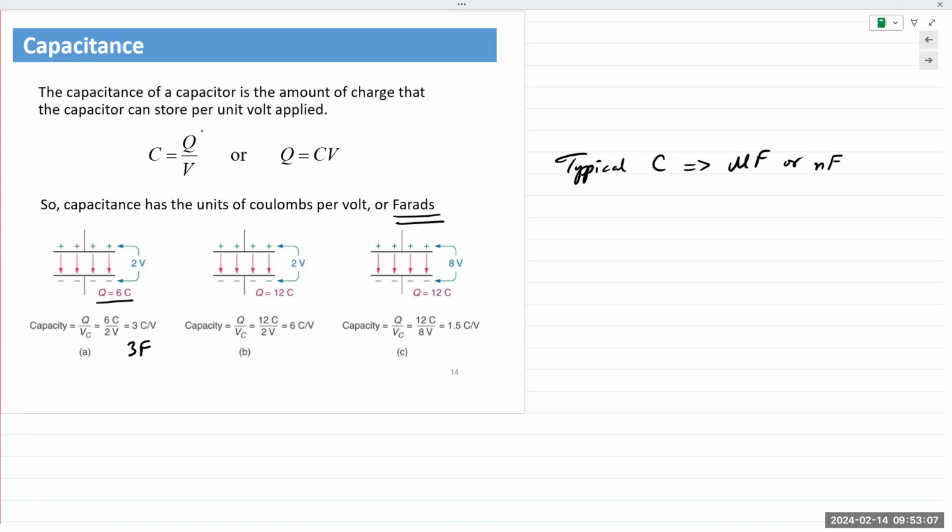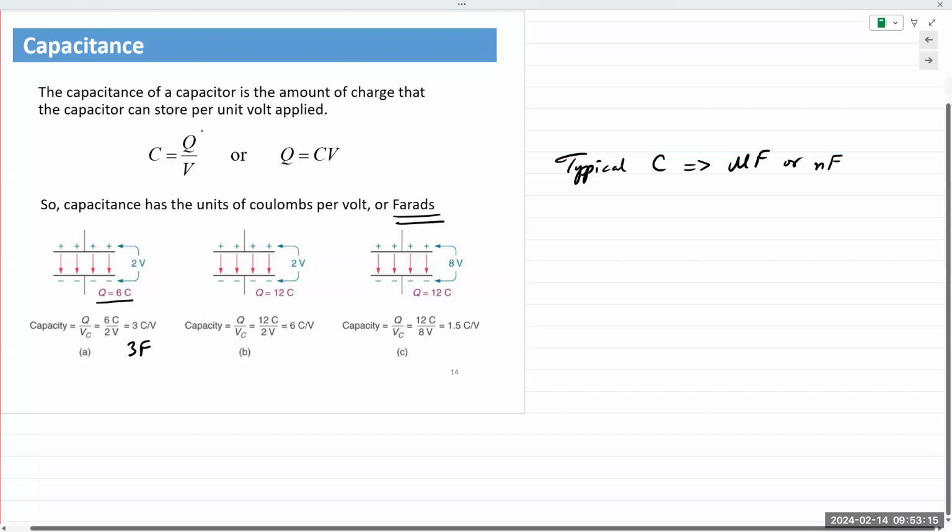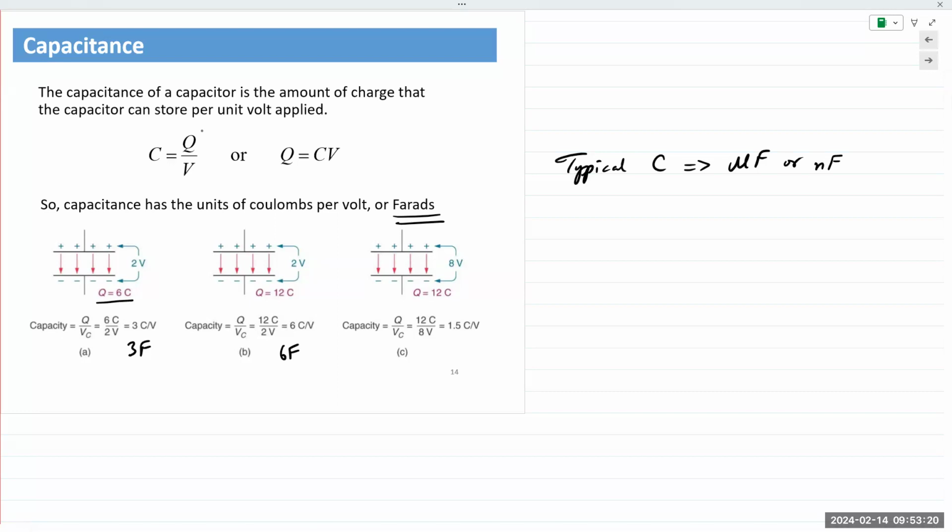If it could store more charge, and in the second example, the charge is doubled, 12 coulombs, then it's now 6 farads. And depending on the physical construction of a capacitor, the materials that are used, we could increase the voltage and increase the charge that is being stored. And we get 12 coulombs and 8 volts. If we increase the voltage, now our actual capacitance, we say it's smaller. So it's 1.5 farads.